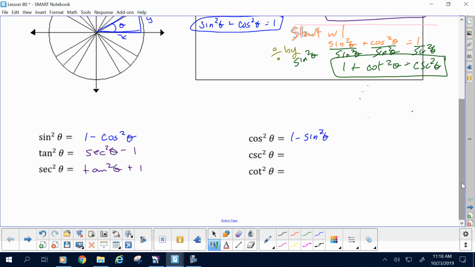No, this is it. 1 plus cotangent squared theta, or cotangent squared is? Cosecant squared minus 1. What if you had cosecant squared minus cotangent squared? What's that equal to? It is 1, yeah? Sometimes you'll see that one.